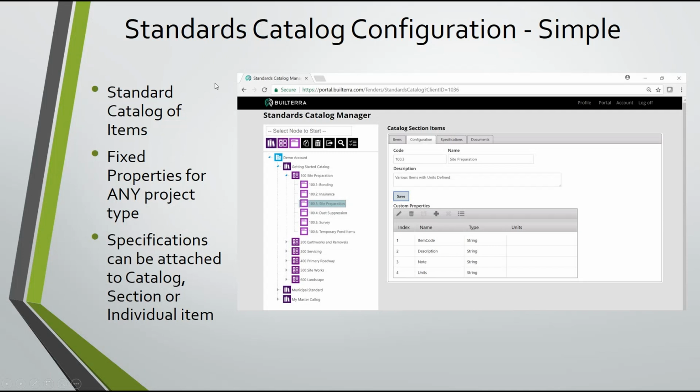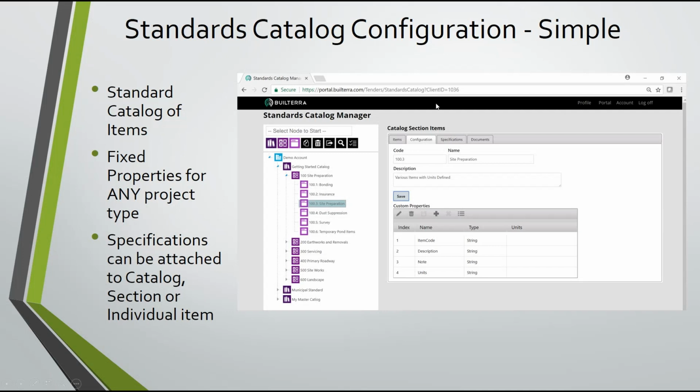The standards catalog configuration. I've broken this up into simple and enhanced because I didn't know how else to say it. Simple means this could be something as simple as an item code and a description. In other words, there are no real properties or search properties, for a site preparation item or bonding or insurance. This is strictly a unique identifier with the item code and the description.